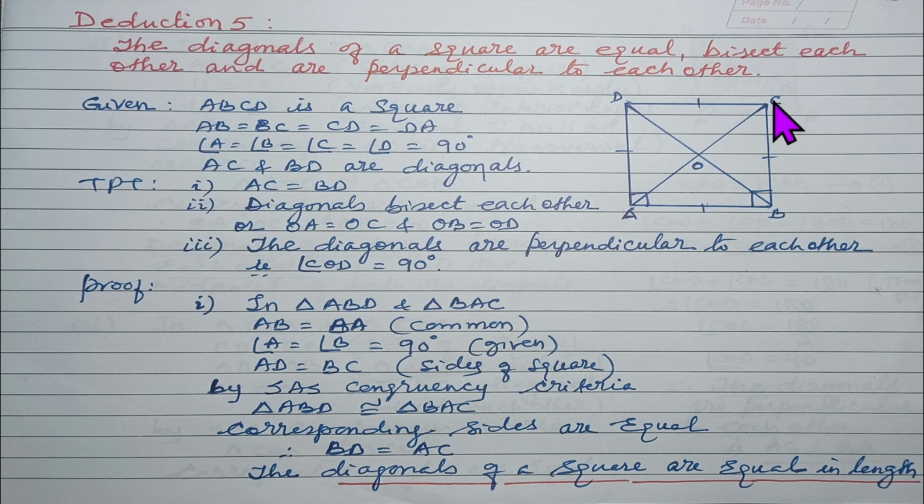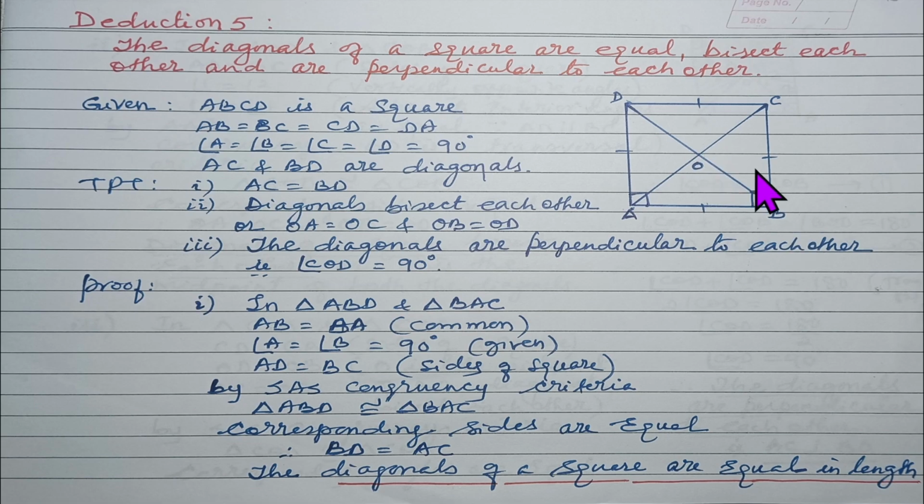Angle A is equal to angle B is equal to angle C is equal to angle D is equal to 90. That is the property of a square. Now what we have to prove here is that the diagonal AC and diagonal BD are equal. That is the first important thing we have to prove. And also we have to prove the diagonals bisect each other. That means O is the midpoint of both the diagonals AC and BD, or OA is equal to OC and OB is equal to OD. That is what you have to prove.